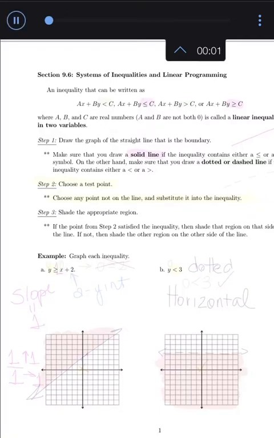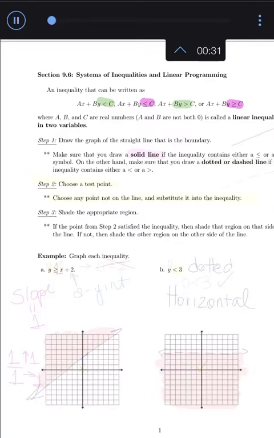In section 9.6, we're going to look at graphing inequalities. Notice, in order to graph an inequality, we first of all need to know what type of graph we're going to make. And that's going to be determined on whether or not you have a less than or greater than, or if you have a less than or equal to or a greater than or equal to.